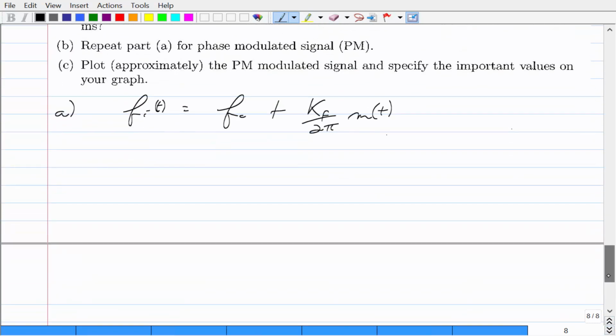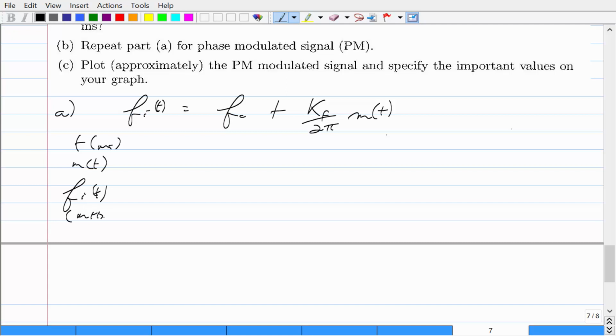So let's just draw a little table, all right? We've got time in milliseconds, okay? We've got your message signal, and we have your instantaneous frequency, and this is going to be in megahertz, okay?